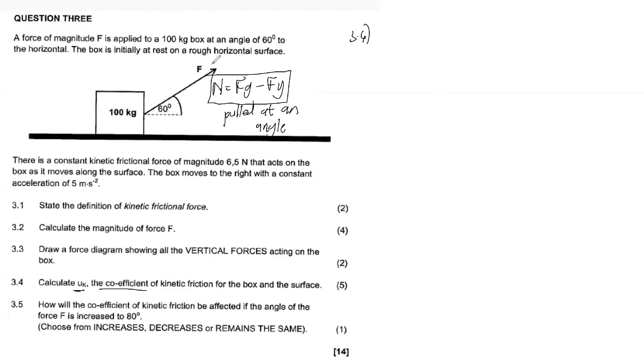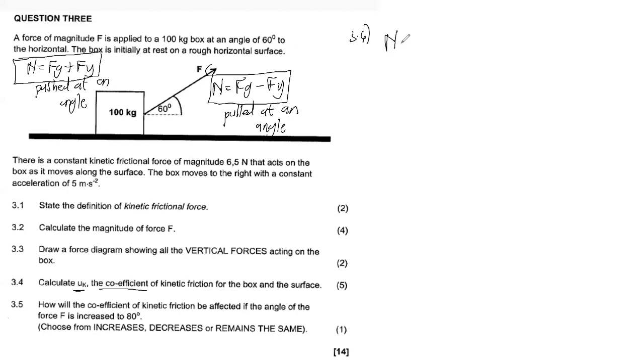This is pulling because we can see the arrow is outward from the diagram. But if it was pushed, the formula is Fg plus Fy. So this is when it is pushed at an angle, right? Make sure that you know those formulas because they will not be given in your formula sheet. So you have to know them. If an object is being pulled at an angle, it's Fg minus Fy, but if it is pushed at an angle, it's Fg plus Fy.